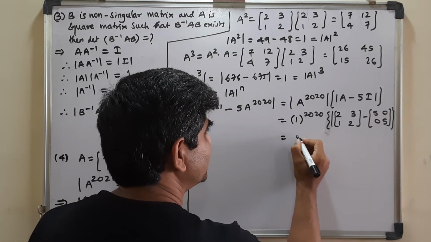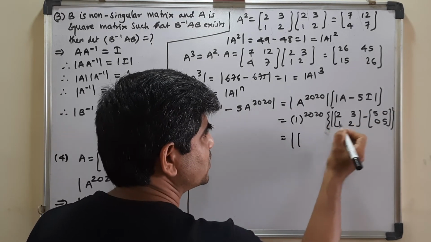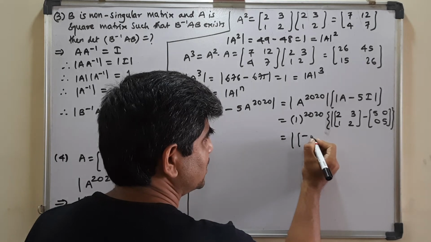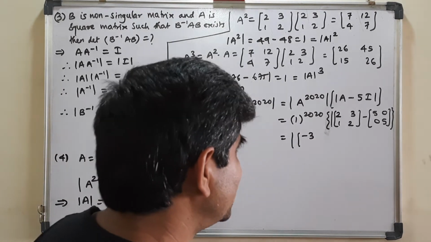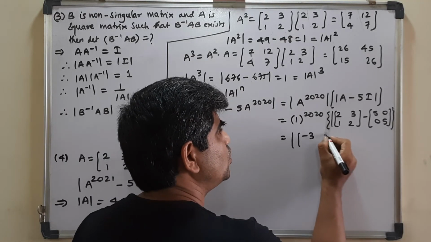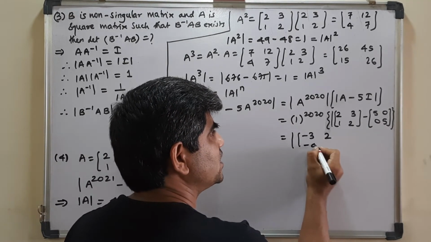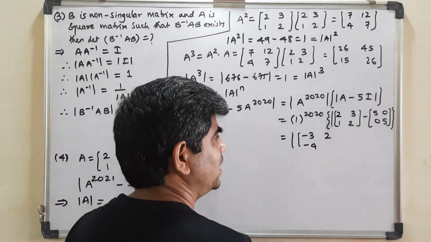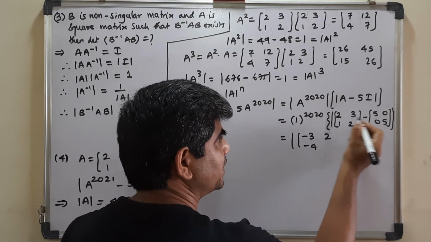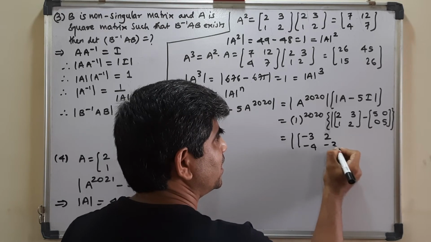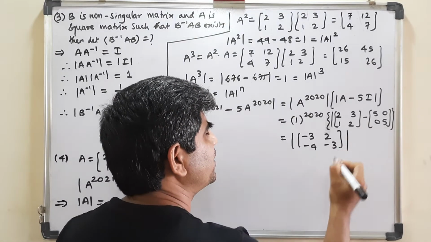2 minus 3, that is the determinant value. 2 minus 5, that is minus 3, then it is 2, then it is minus 4, and 2 minus 5, again it is minus 3, right? 2 minus 5 is again minus 3. Let me check it once again.